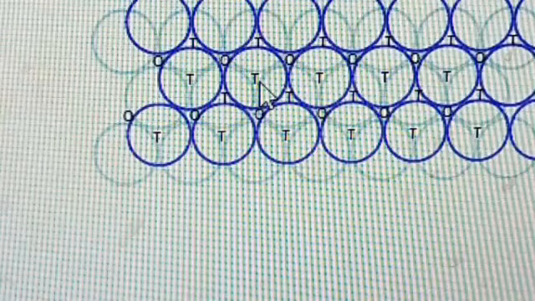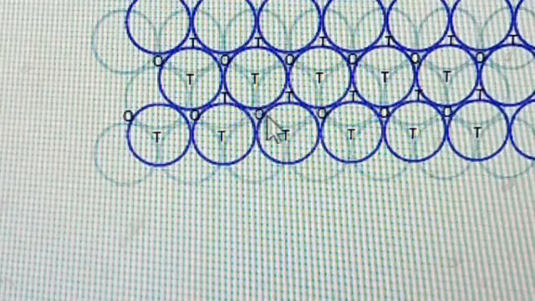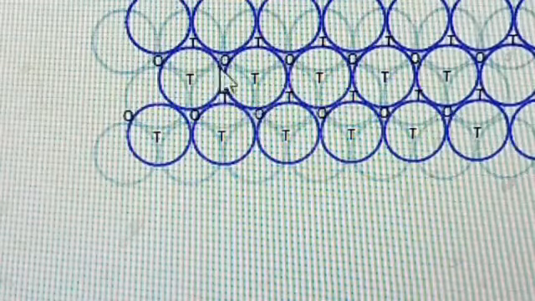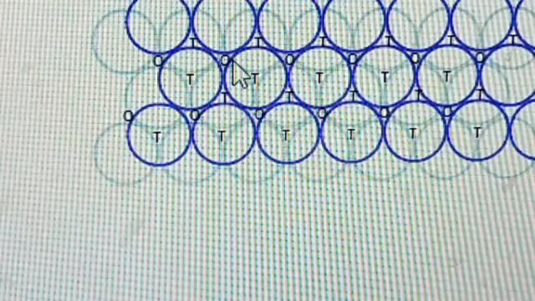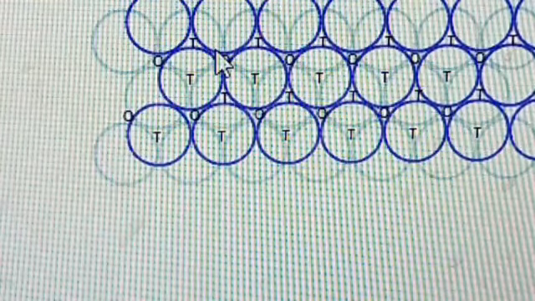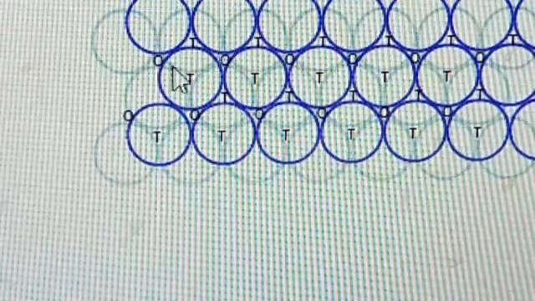Whenever the sphere of the second layer is placed over the void of the first layer, these voids are called tetrahedral voids. Why can we call them tetrahedral voids? Because when we join the centers of these four spheres, we get a tetrahedron.